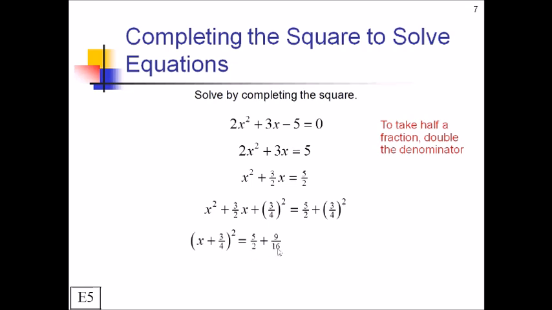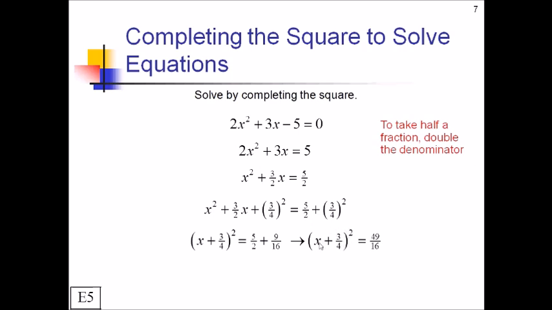And now I'm going to have to add these together. Common denominator for these two would be 16. So if I multiply this first fraction by 8 over 8, that'll give me 40/16. And then if I add the 40 and the 9, that's 49 over 16. Yay, fractions. Let's keep going, though. We still have to square root both sides.